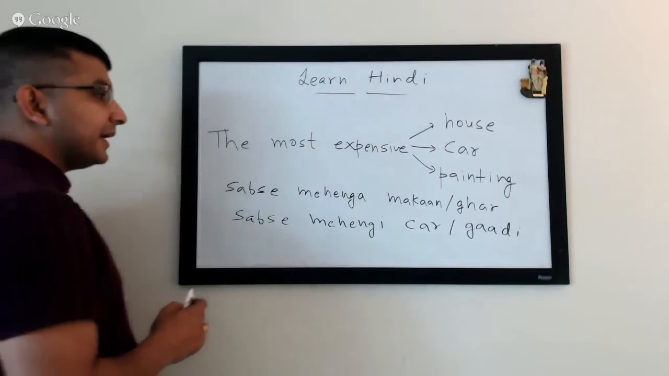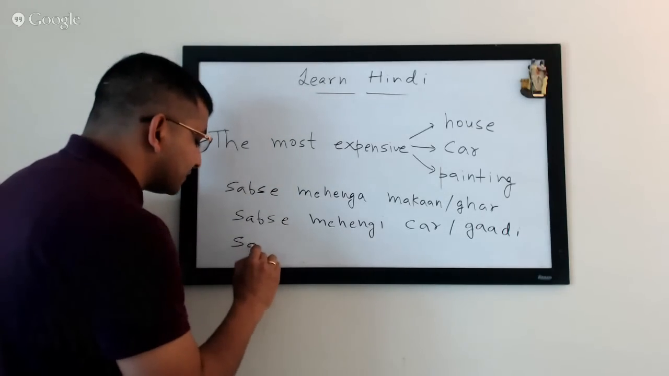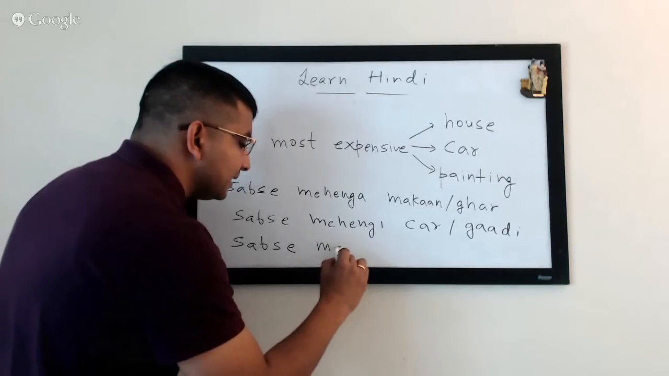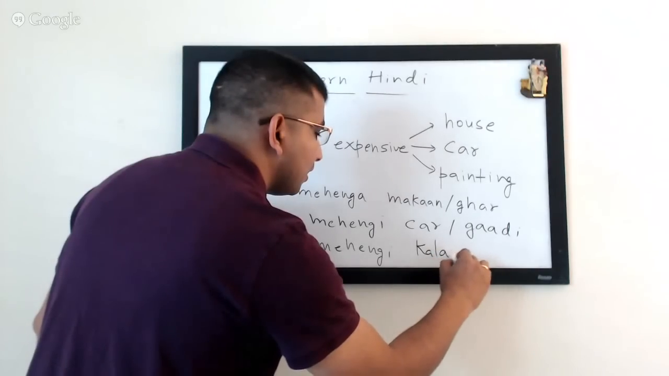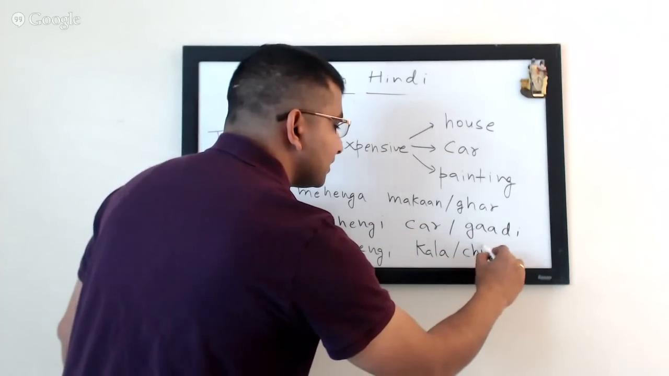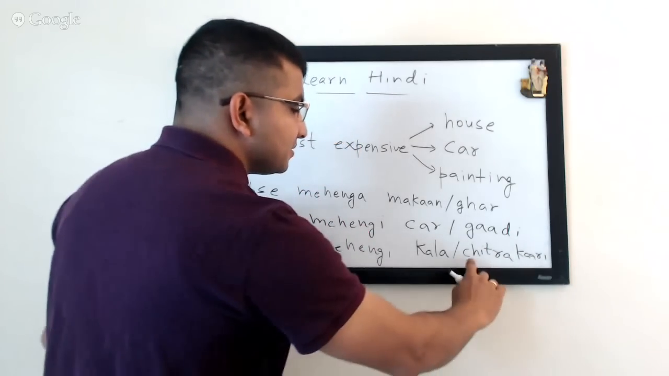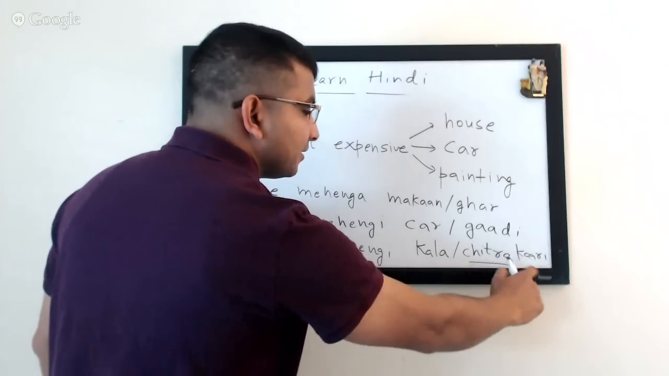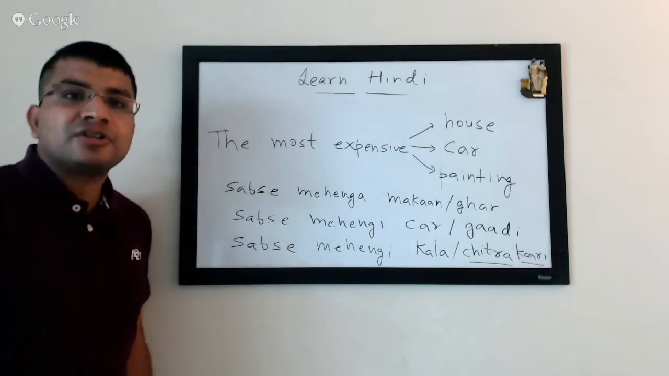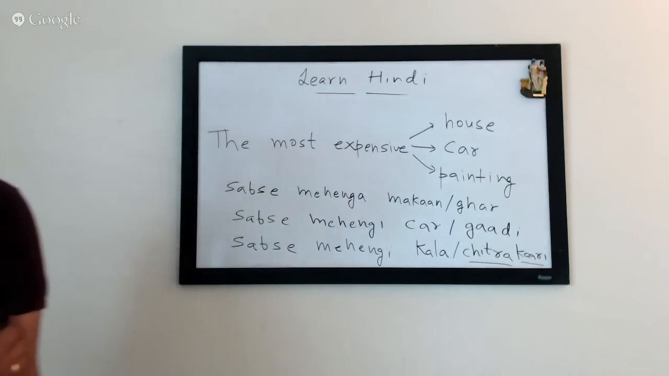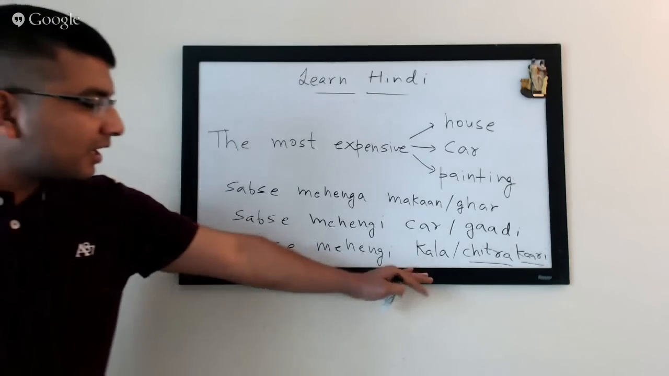And then the last one, painting, right? Painting is also feminine singular. So you say सबसे महंगी कला और चित्रकारी. Chitra is referring to a picture, right? It's art. When you say art, it's चित्रकारी. So सबसे महंगी कला और सबसे महंगी चित्रकारी, right? No problem. Now you know painting, so चित्रकारी or kala. You can use either of them.